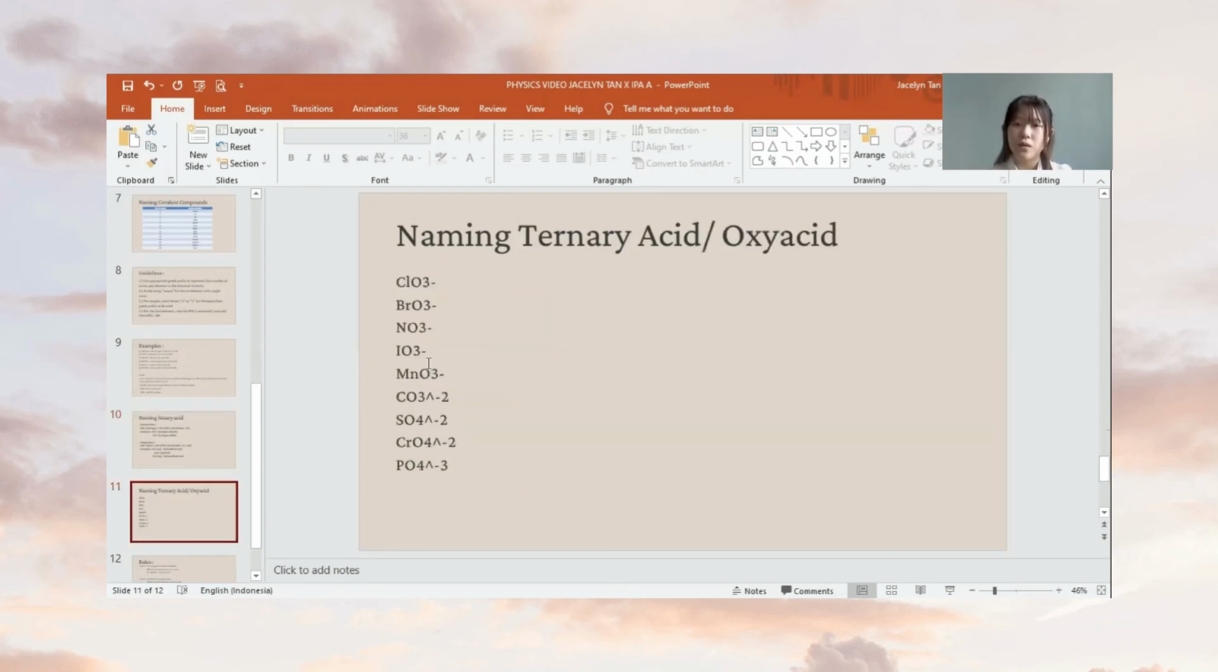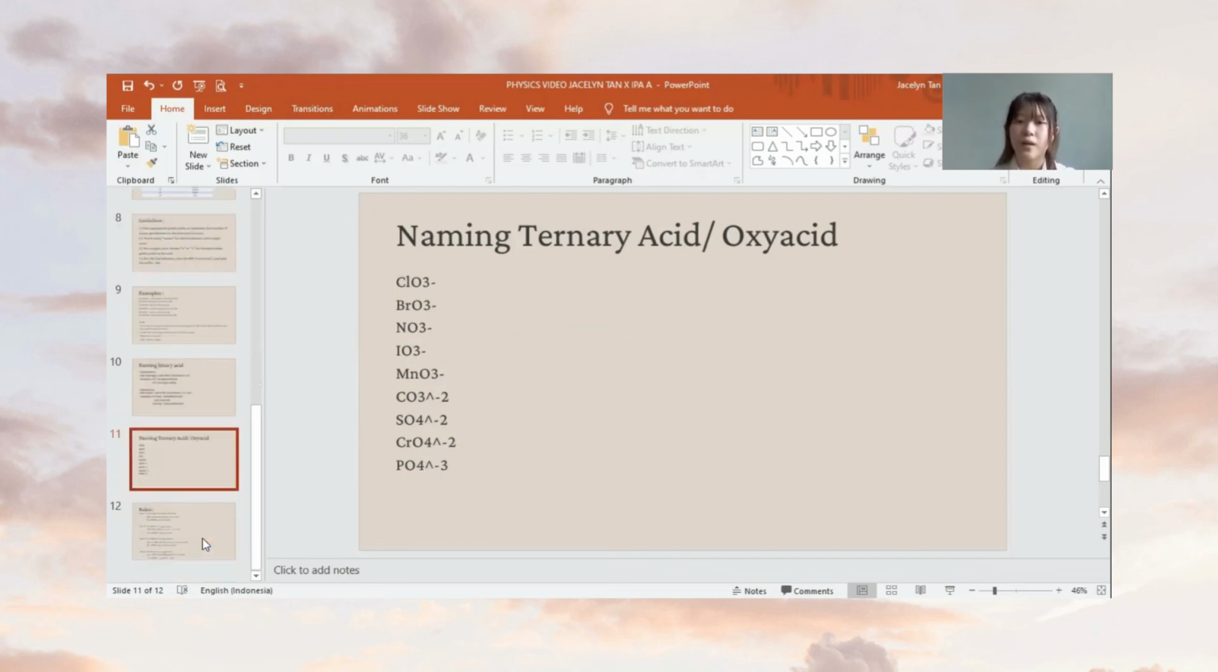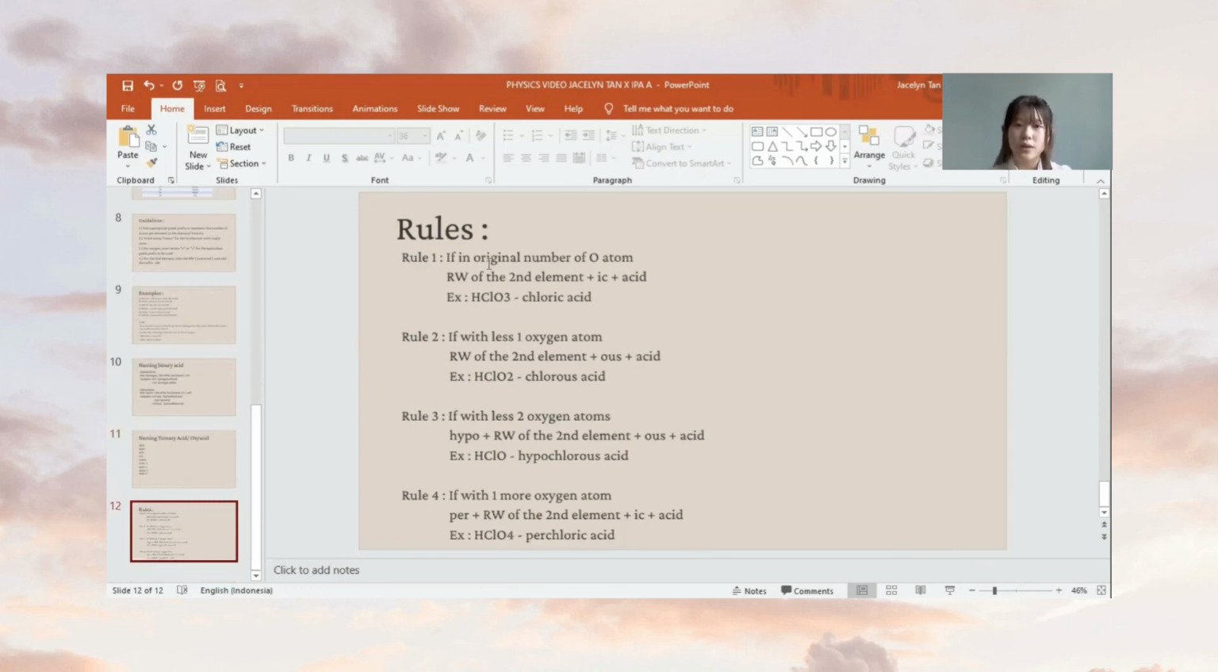Next. Naming ternary acid or oxyacid. Here are some of the examples. ClO3 minus, BrO3 minus, NO3 minus, IO3 minus, MnO3 minus, CO3 raised to the power of negative 2, SO4 raised to the power of negative 2, CrO4 raised to the power of negative 2, and PO4 raised to the power of negative 3. So last, we have some rules.